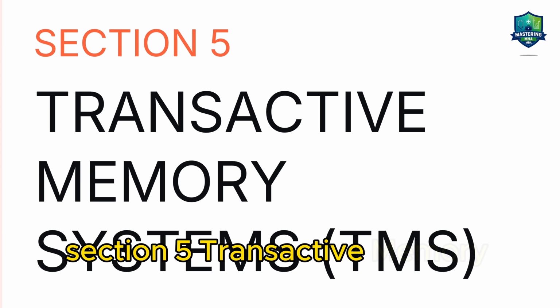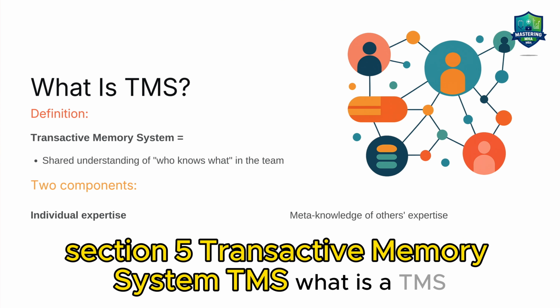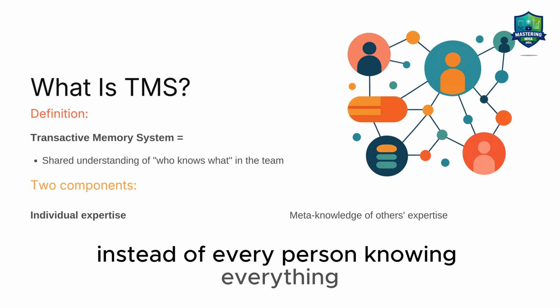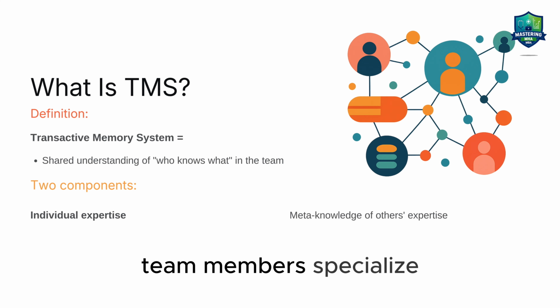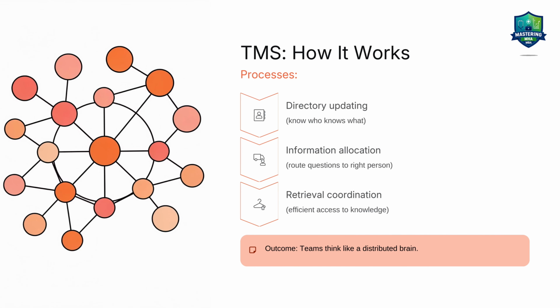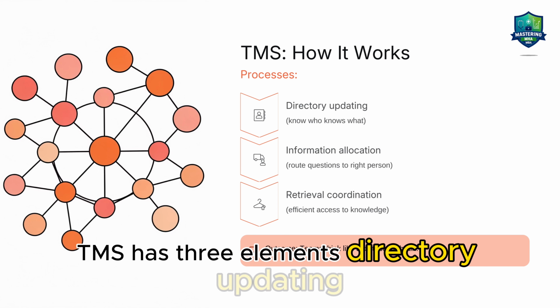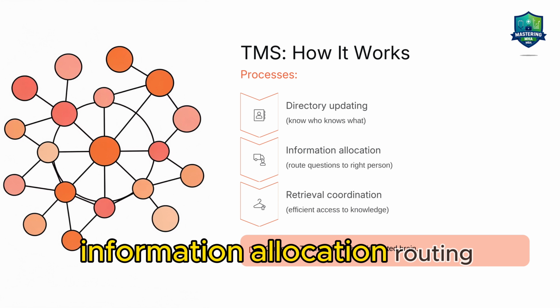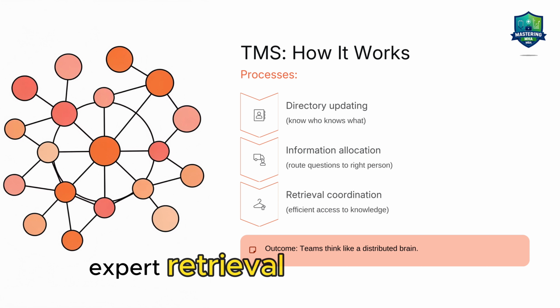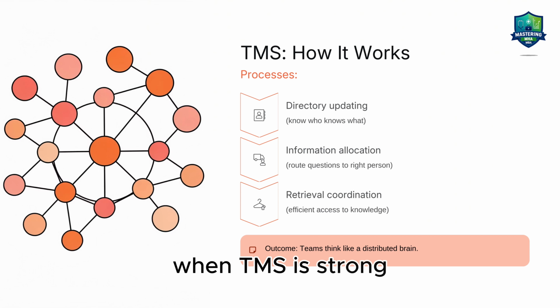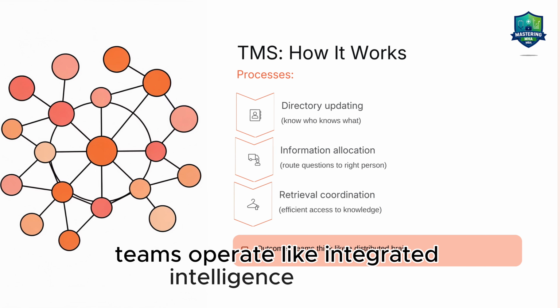Section 5. Transactive Memory System, TMS. What is a TMS? A transactive memory system is a shared system of knowing who knows what. Instead of every person knowing everything, team members specialize, and the team stores knowledge collectively. Three components of TMS. TMS has three elements: directory updating, knowing who holds which expertise; information allocation, routing tasks to the right expert; and retrieval coordination, accessing knowledge efficiently. When TMS is strong, teams operate like integrated intelligence systems.